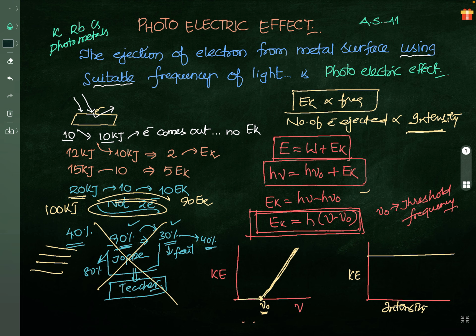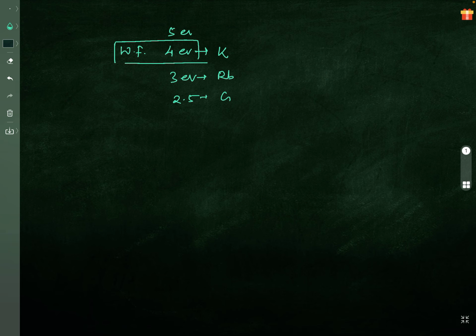And previous questions are like this. Work function is, let us say, 4 electron volts for potassium, 3 electron volts for rubidium, 2.5 electron volts for cesium, 5 electron volts for sodium, and 6 electron volts for lithium. Let us say these are just example values I am saying, and you are giving exactly 4.1 electron volts of energy.